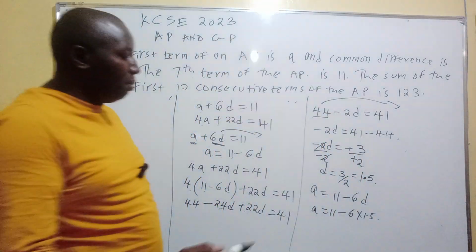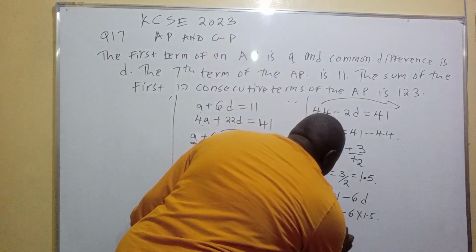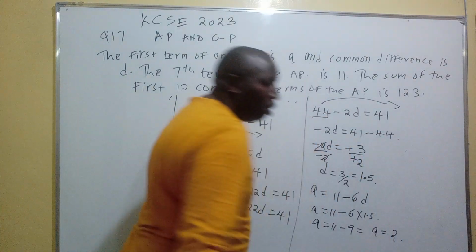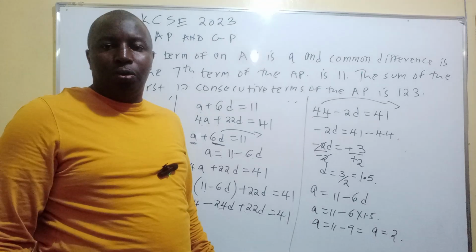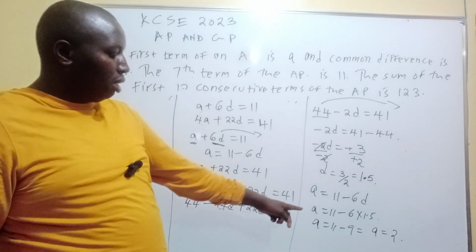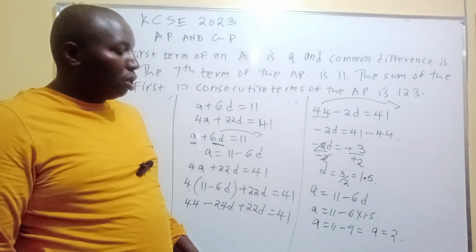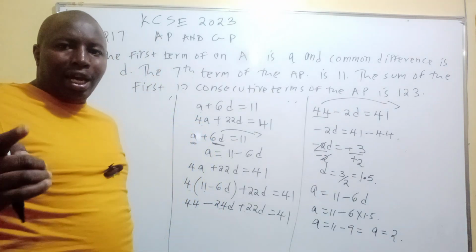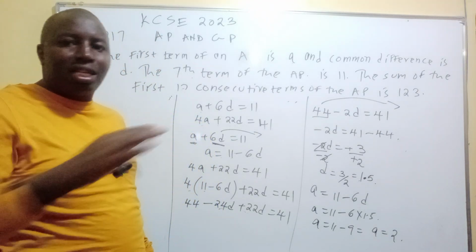So therefore, 6 times 1.5 is 9. So A is equal to 11 minus 9. You get that A is 2. The value of A in this case is equal to 2. So therefore, in this case, you have already solved for the values of A and D in that statement.